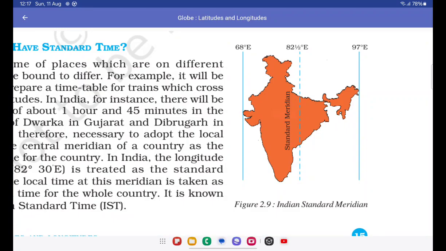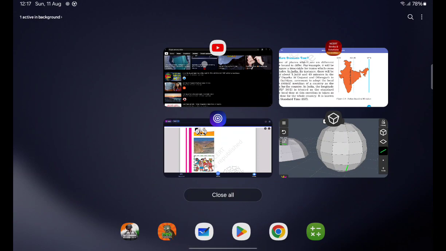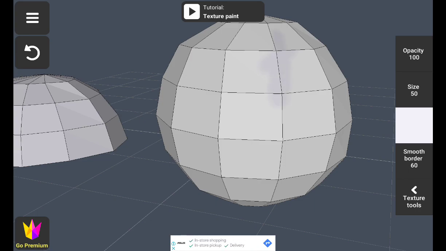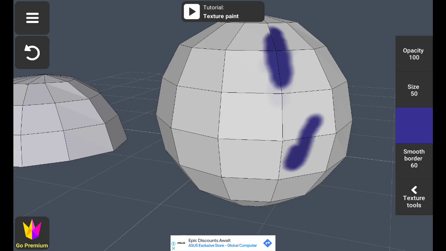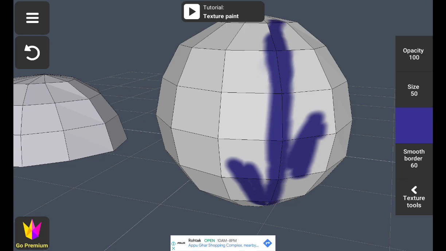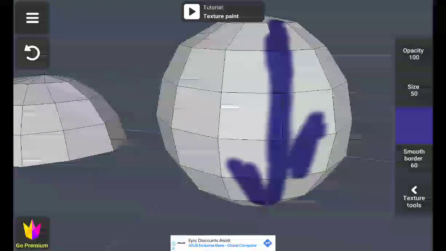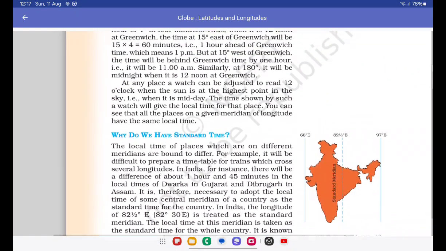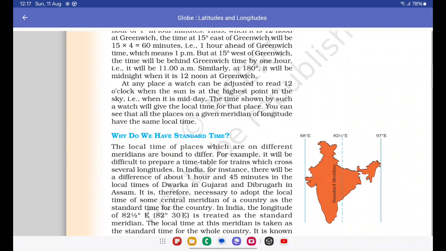Because the sun's rays fall on this complete area at the same time, right? It's not like the rays fall in a slanting manner, where on this area they fall like this, and on this area they start falling like this. The sun's rays fall in a straight line, so they would fall on a particular place at the same time, and all countries on the same longitude would have the same time. But we all know that even on the same longitude, each country has a different time. Why is that? Because each country has its own standard time.